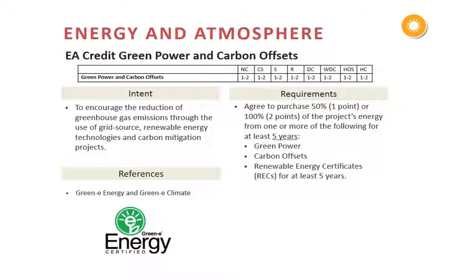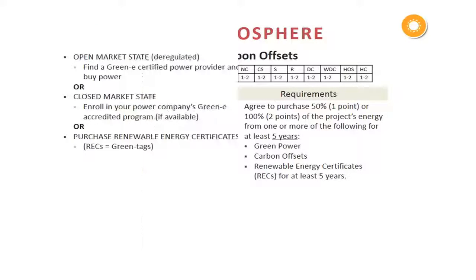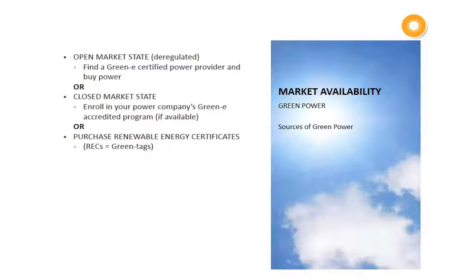And what this means is that at least 50%, if not 100% of the project's energy for 5 years, so this is a long-term commitment by the owner, is provided either by green power from the utility itself, is offset by carbon offset purchases, or is offset by renewable energy certificates. There's two types of projects here. First, projects located in an open market state that are essentially a deregulated state, where the building owner can select their power provider separate from their transmission system. So they basically get to choose who they're buying their energy from, even though it travels over the same infrastructure.